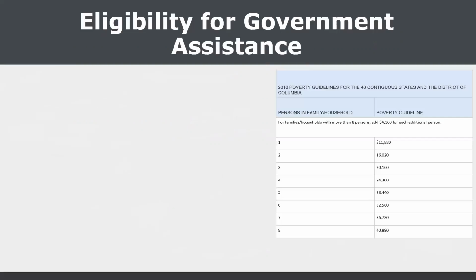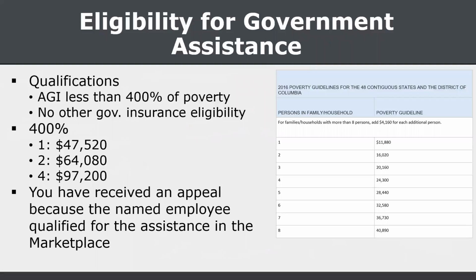We often kind of gloss over this slide, but we're putting it up here now because you hopefully are starting to see why it's important. What does it mean for somebody to be eligible for government assistance on the exchange, right?